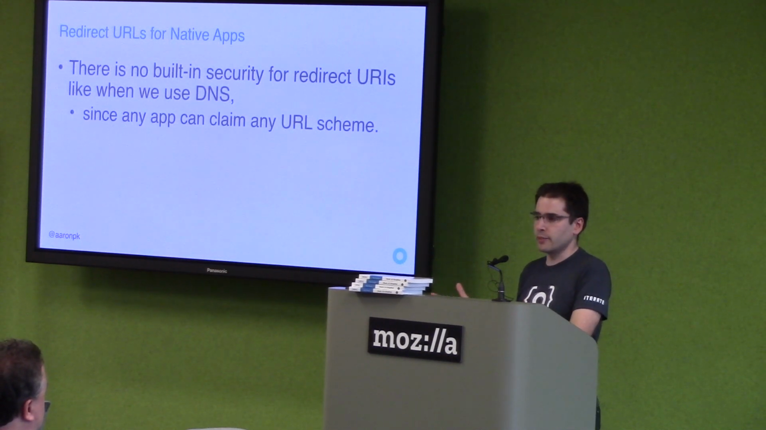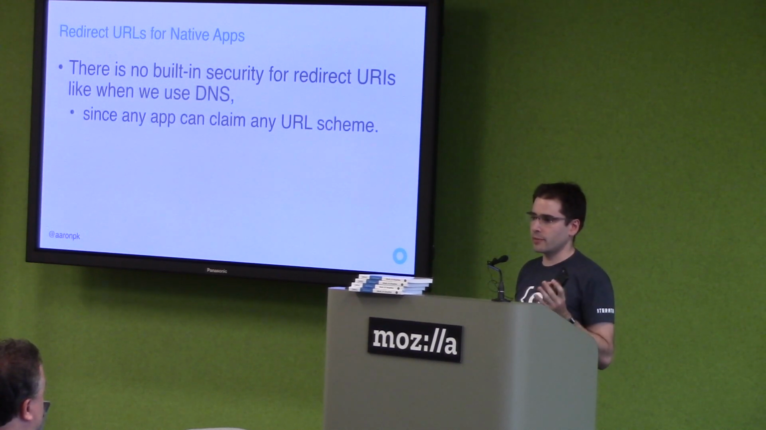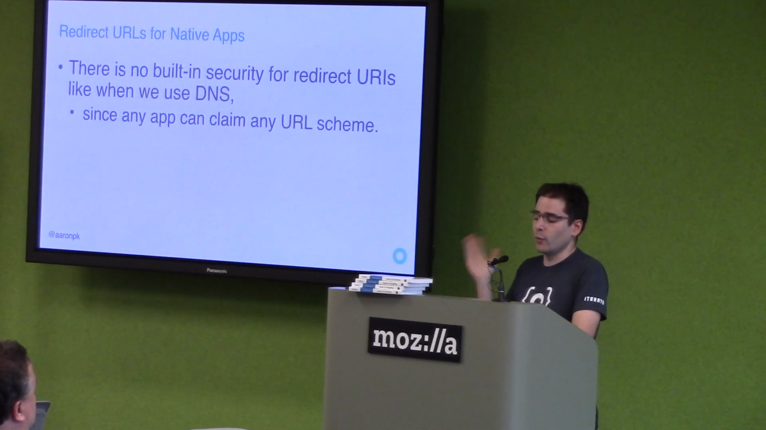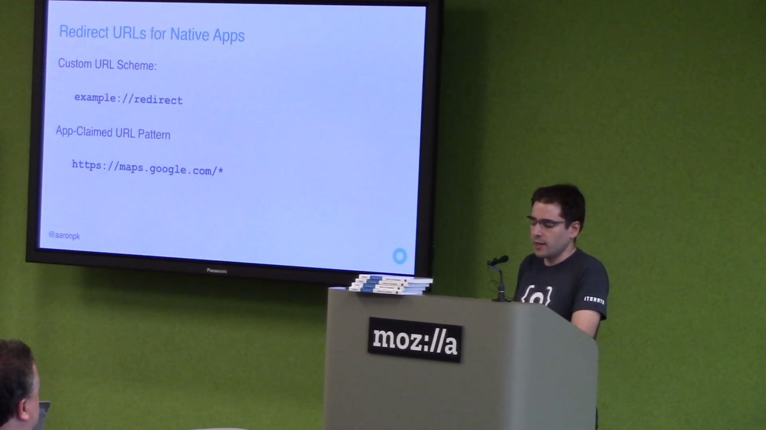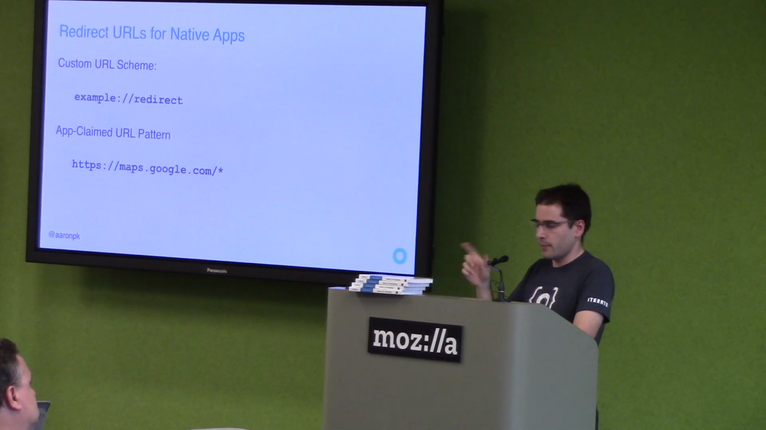Any app can just make up a URL scheme and say, hey, I handle example:/ and if two apps decided they handle the same thing, then whichever one's installed will get the request. And there's no way for the server to know whether that's the app that's going to handle that request. There's also the app claimed URL patterns, where an app can register a domain name or URL pattern or segment to match against.